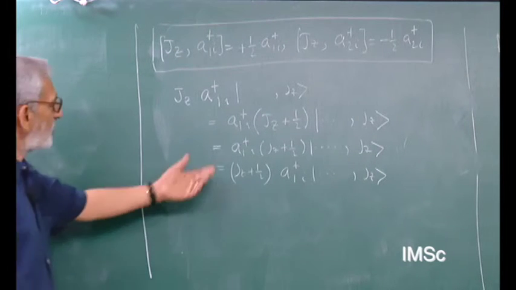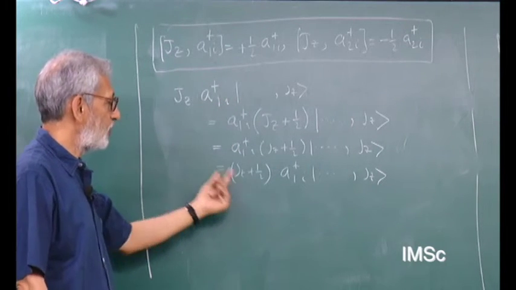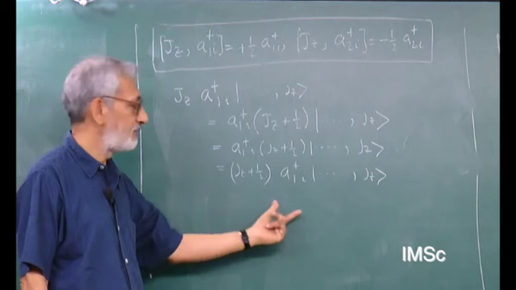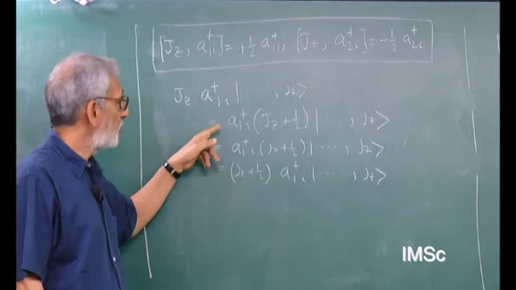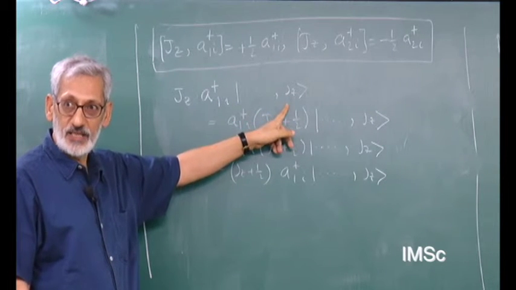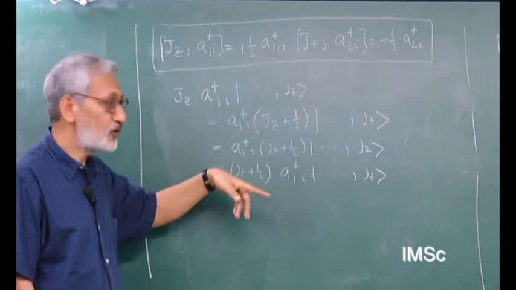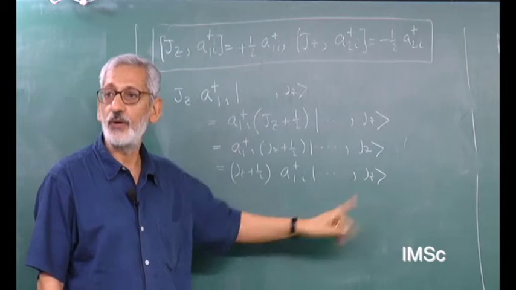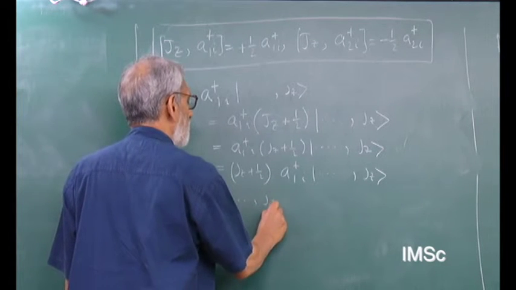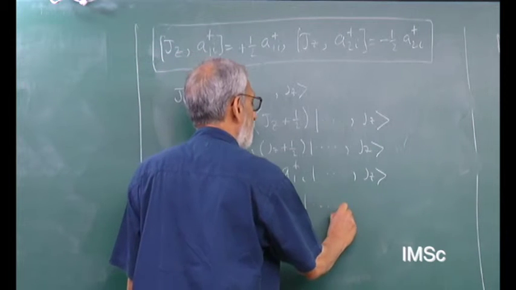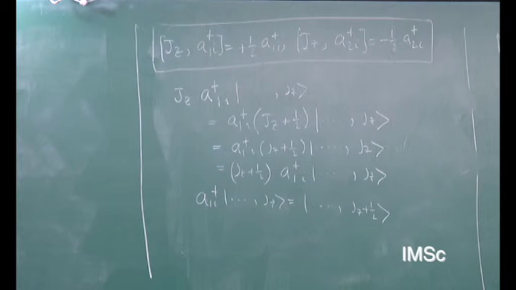What does this equation mean? The equation means that the state A1 dagger on the state has a JZ eigenvalue which is jz plus half. It is an eigenvalue equation. So it tells me if I apply on a state with given JZ the oscillator A1 dagger, I will get a new state whose JZ value would be shifted by half unit. That is, A1 I dagger on a state with JZ eigenvalue jz is a state with JZ eigenvalue jz plus half. Clear?